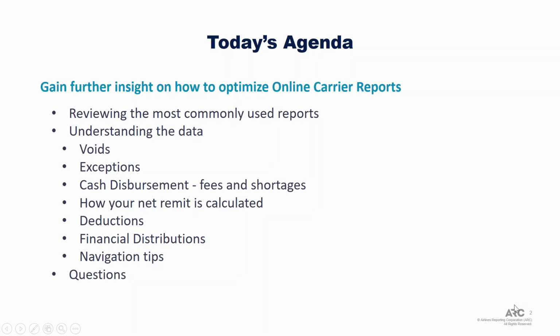On the agenda today, I'll be reviewing the most commonly used reports and making sure that you have an understanding of the data within the report, including the voids, exceptions. I'm going to go over the cash disbursement, taking a look at the fees and shortages section. I'm going to talk about how your net remit is calculated. We'll look at the deduction report and also the financial distribution report. And along the way, I'll be giving you navigation tips. And then at the end, we'll have questions.